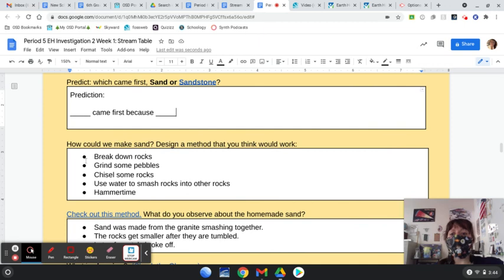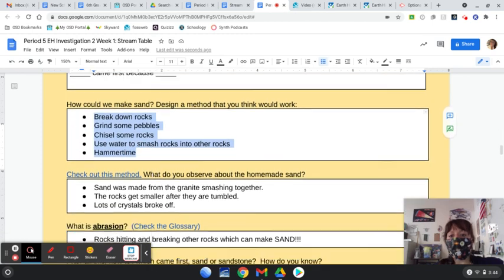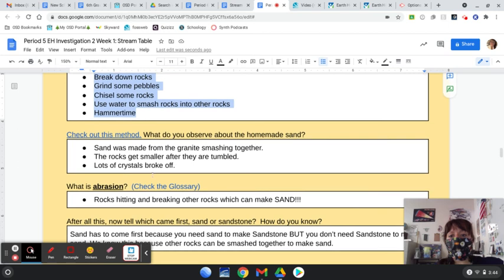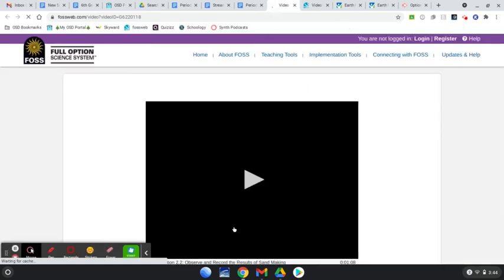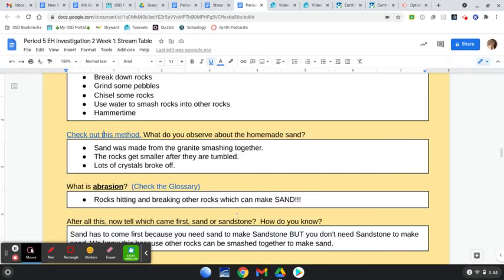We talked about how we might make sand. We said we could break rocks, grind pebbles, use a chisel, smash rocks against other rocks, hammer time, all kinds of different things. We watched a video which showed us a method for making sand. So you should watch that video too. Observe and record the results of sand making. You can watch that and then record your observations.